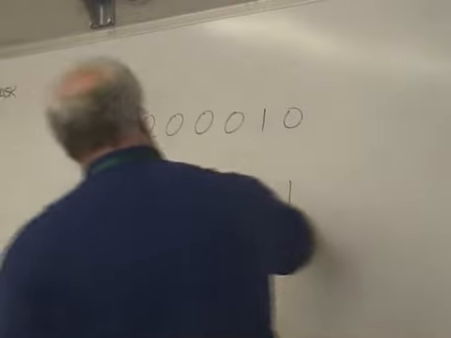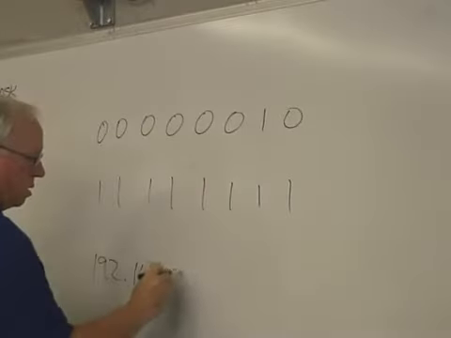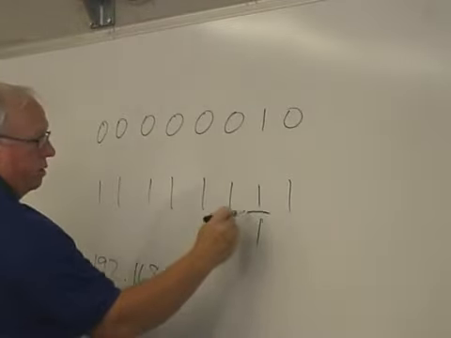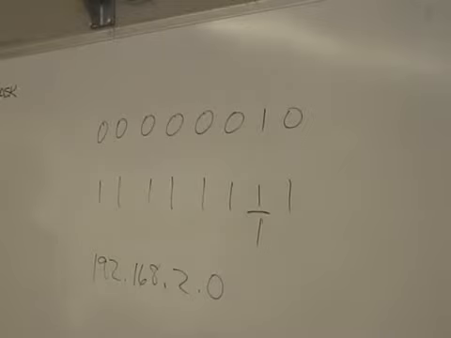If I AND these all together, I'm going to get 2, right? This one bit right here is the only one that ends up with a 1. And I don't care about the last one because my subnet mask says it's 0. I don't care about that part. So where's the target network address that I'm trying to go to?